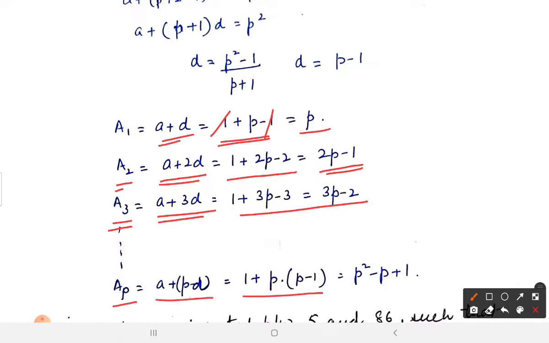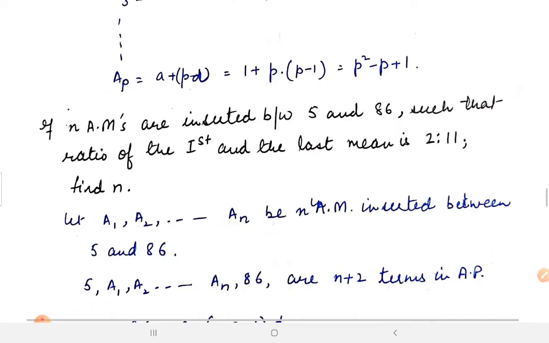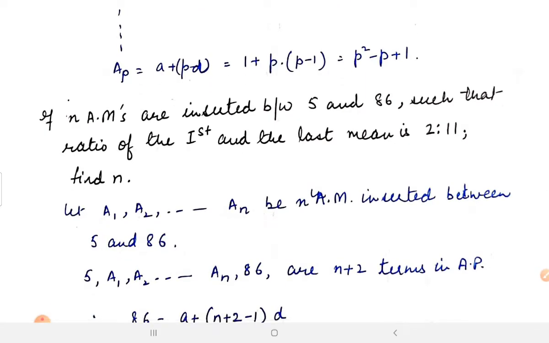So P times D is P minus 1. So we have P square minus P plus 1. Next is, if n AMs are inserted between 5 and 86 such that the ratio of the first and the last mean is 2:11, find the value of n.